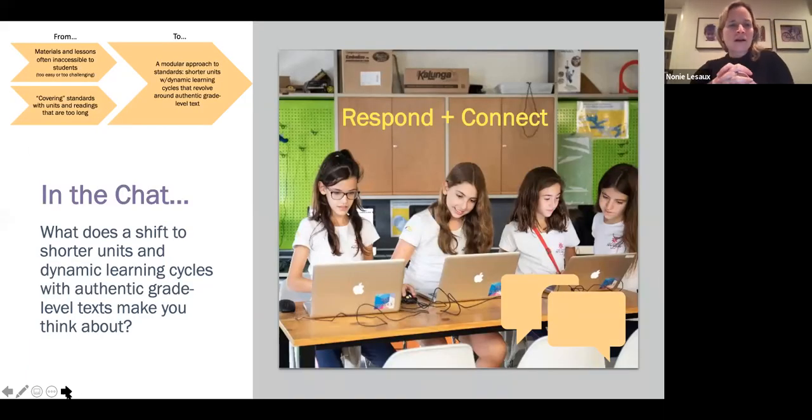So here we are on shifts 2 and 3. One is the kind of materials that we're using, the volume, the length, the level, right? We're going for that grade level text. We're moving away from coverage and going to shorter units with more dynamic learning cycles. What does this make you think about?